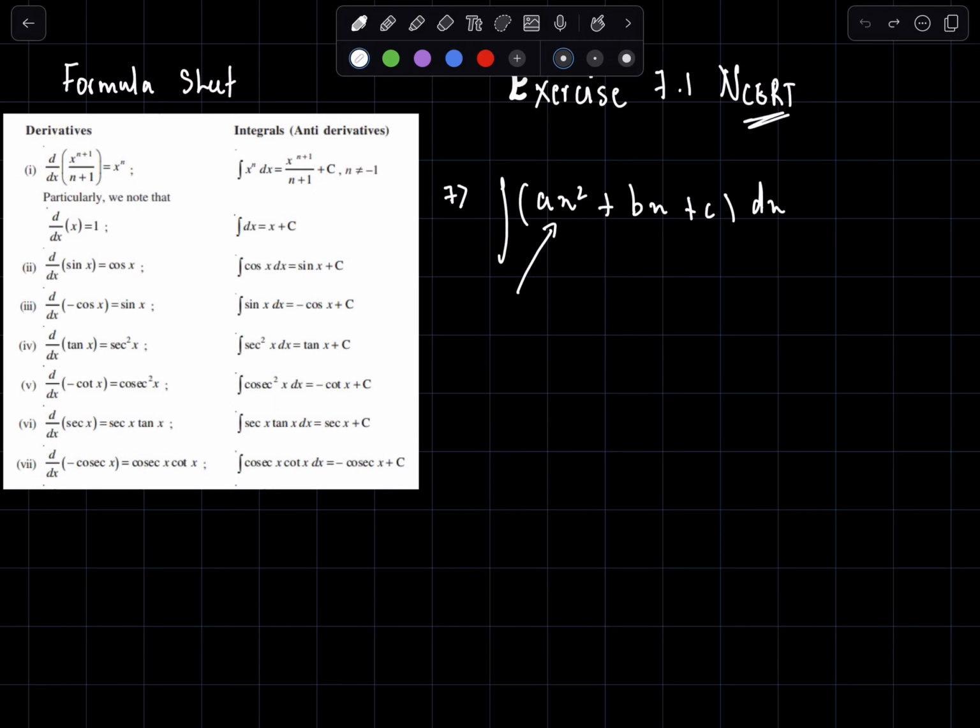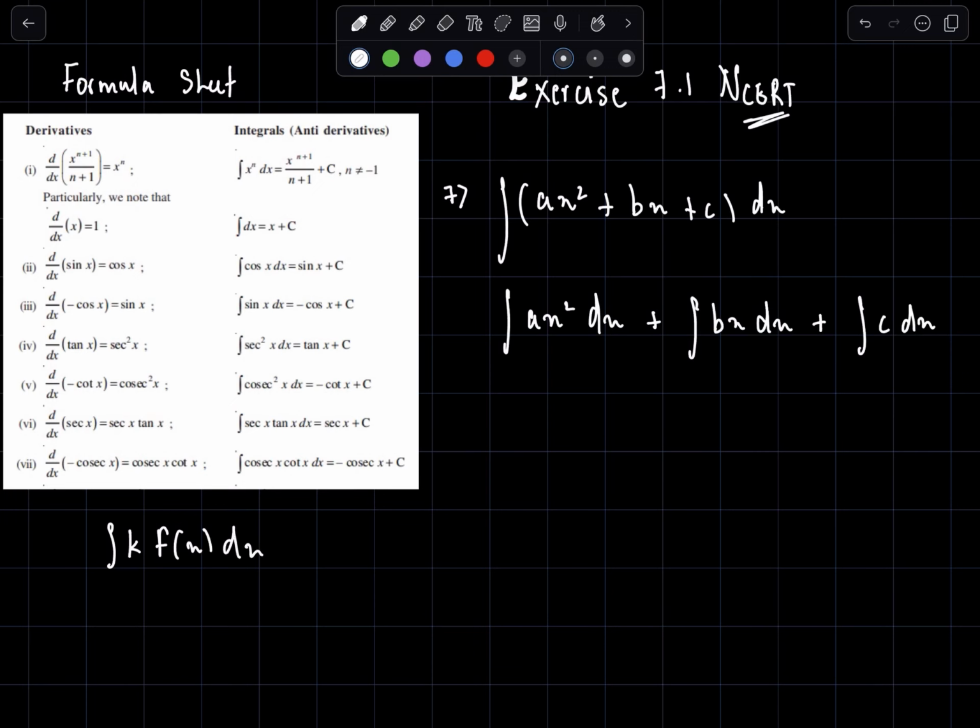So given that, what I can do now is integrate the individual elements. So integral of ax squared dx plus integral of bx dx plus integral of c dx. Now this gives you that k property, right? If you remember what the property was, integral of k f of x dx is equal to k times integral of f of x dx, you bring the k outside because it's a constant value. Apply the same thing.